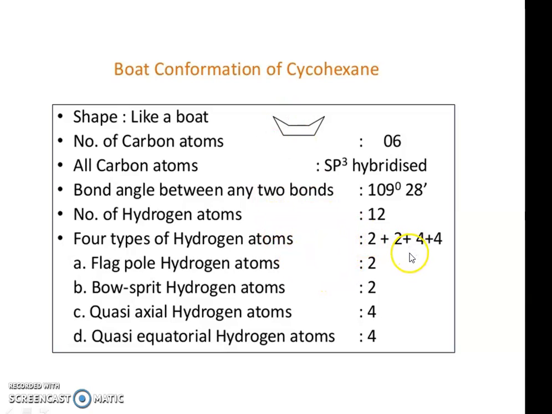That is, the first type is flagpole hydrogen atoms, they are 2. Bowsprit hydrogen atoms, they are 2. Quasi-axial hydrogen atoms 4, quasi-equatorial hydrogen atoms 4. So the total will be 12. So this is how they are classified by different names. What are these? What is flagpole, what is bowsprit, what is quasi-axial, what is quasi-equatorial? We'll see that.